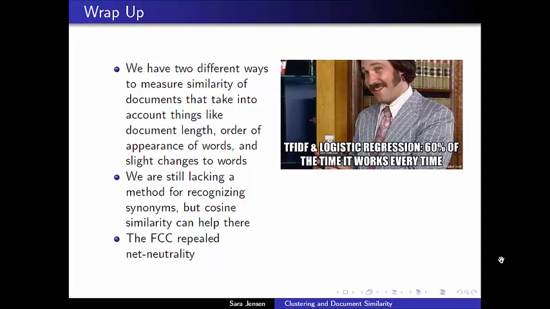And last but not least, if you're wondering how the net neutrality thing ended, of course the FCC used the reviews that they had to argue that people supported repealing net neutrality, and it was in fact repealed.